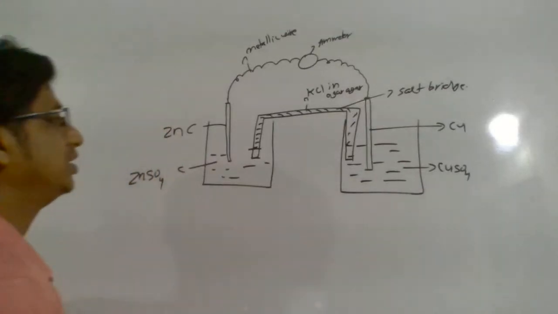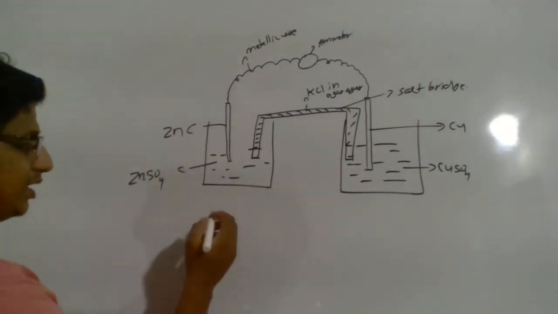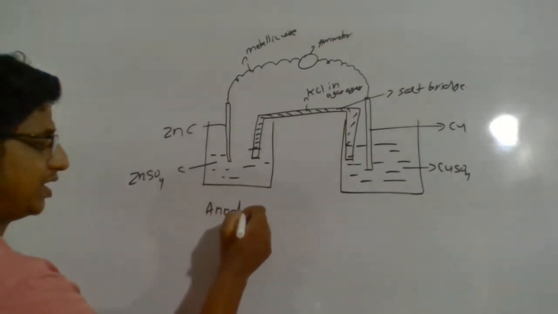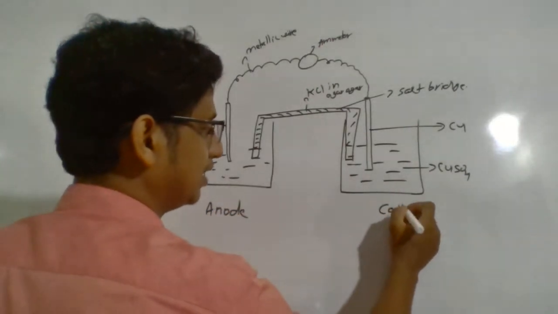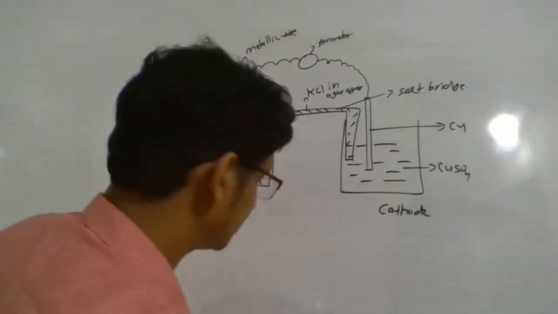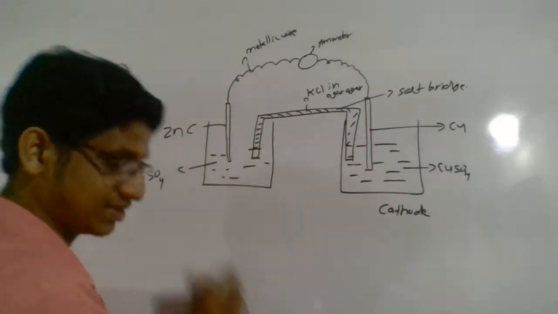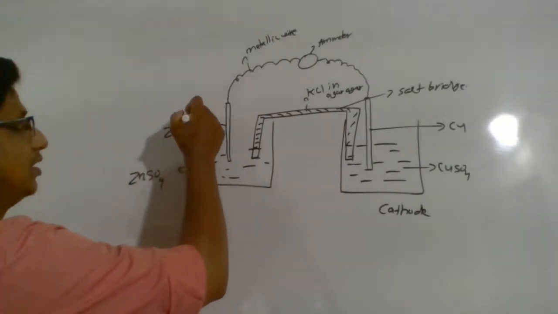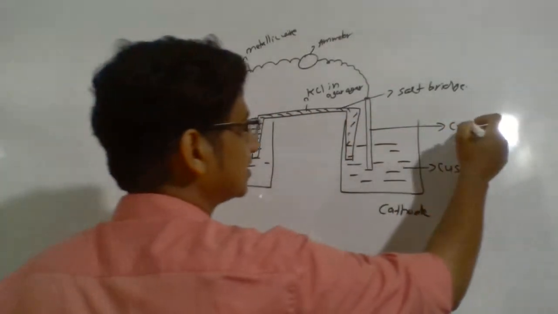Let us now understand what is happening here. This we call the anode. Generally, the anode is on the left side and the cathode on the right side. Don't confuse the vessel: the zinc rod is actually the anode, and the copper rod is acting as the cathode.